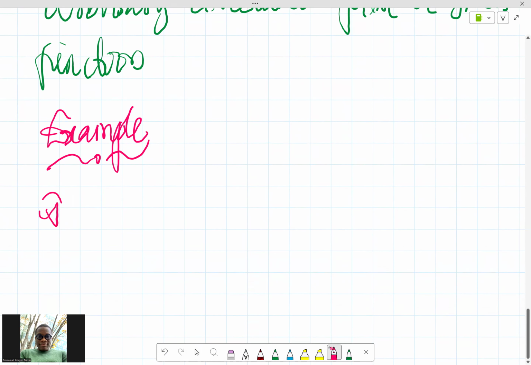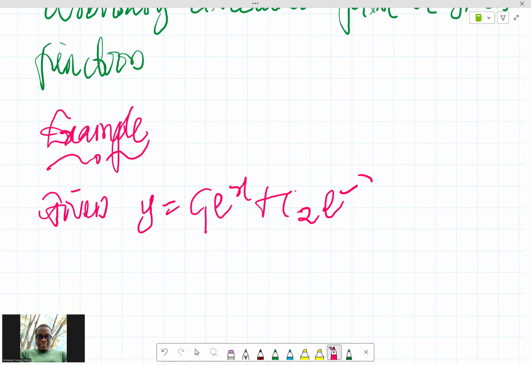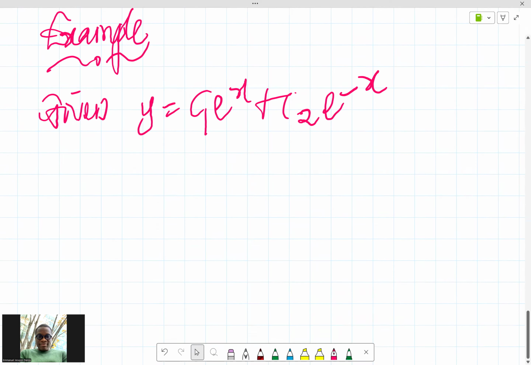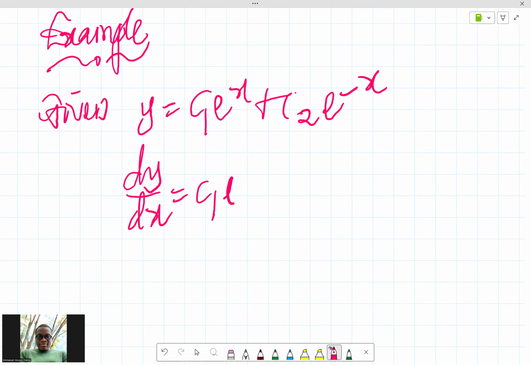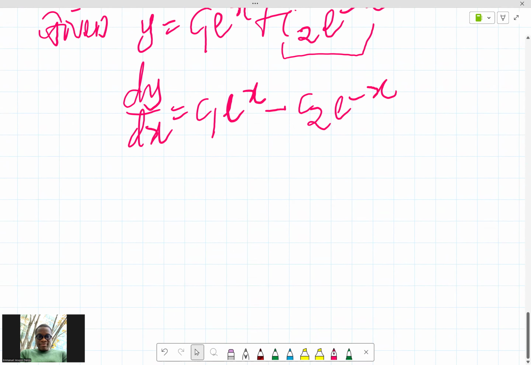Given y equals c1 e to the power x plus c2 e to the power minus x. If you have this, you can differentiate the first time. You have dy/dx equals c1 e to the power x, and then if you look at this part now, e to the power minus x, the minus comes down, so we have minus c2 e to the power minus x. That's the first differentiation.